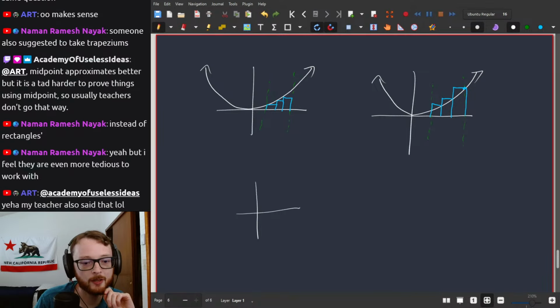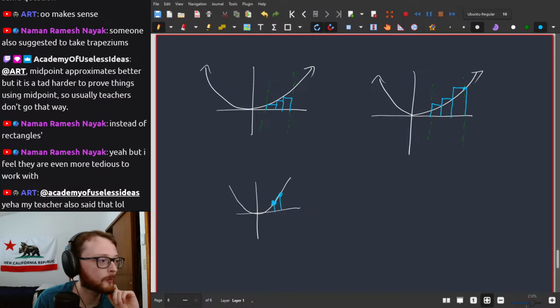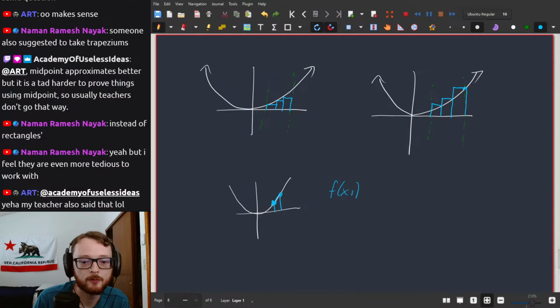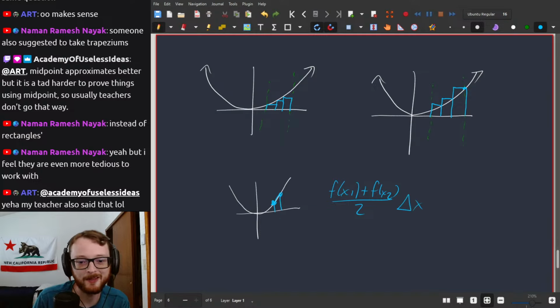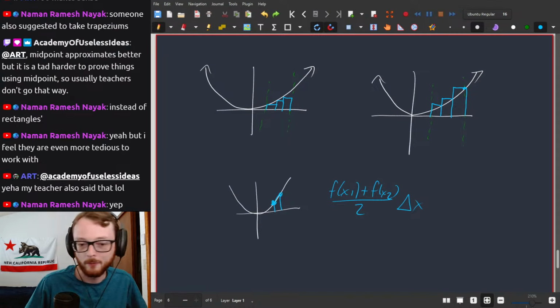Because it's just like the area of a trapezium, you know what these 2 points on the function are? So that's like the thing you'll take the average of. It'll be like f of x1 plus f of x2 over 2, and then the width is your delta x. So it's not that much harder. You just have 2 points to deal with instead of 1 now. But you're right, it is a little harder than rectangles.